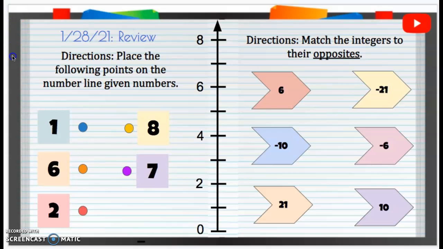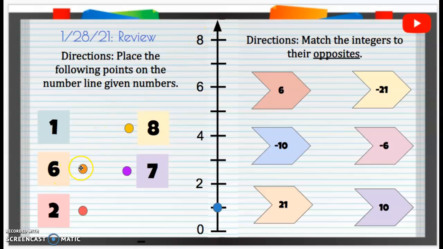January 28th, 2021 review. All right, so for this left side, place the following points on the number line given these numbers. So we have 1, so positive 1. So we have a 0 here, and then we have a 2 here. Well, where would 1 be? Oh yeah, 1's going to be in between 0 and 2. So it goes 0, then 1, then 2, then 3, 4, 5, 6, 7, 8.